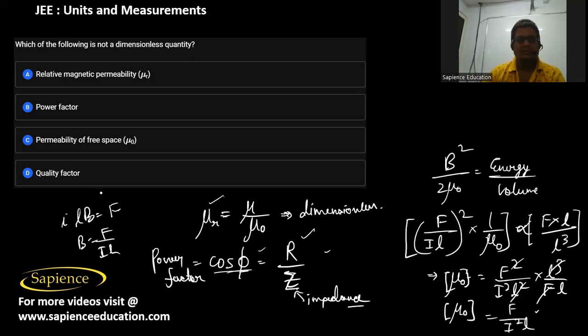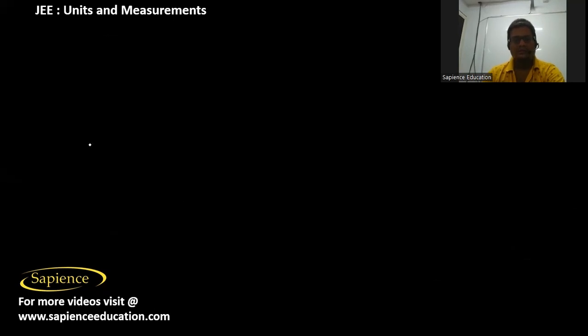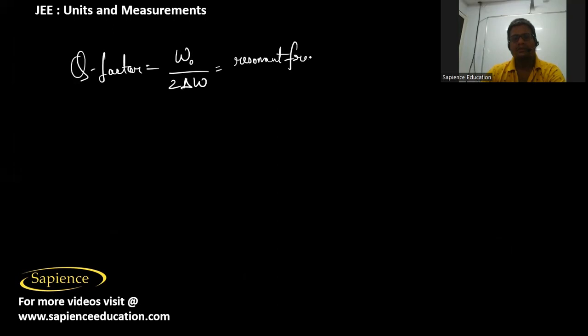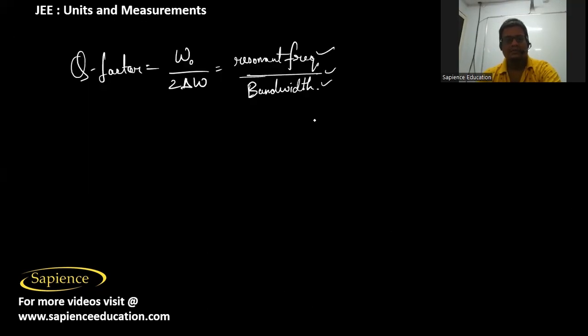And quality factor, or Q factor, is equal to omega naught by 2 delta omega, where omega naught is called the resonant frequency, divided by the bandwidth at resonance. So this has the unit of frequency, and the bandwidth also has the unit of frequency. So the quality factor is also dimensionless.